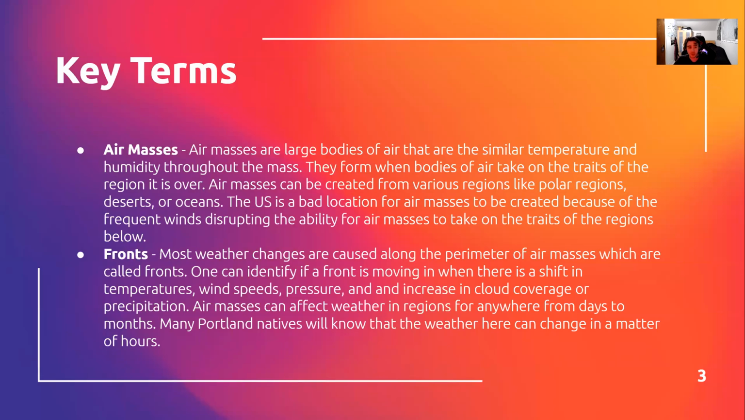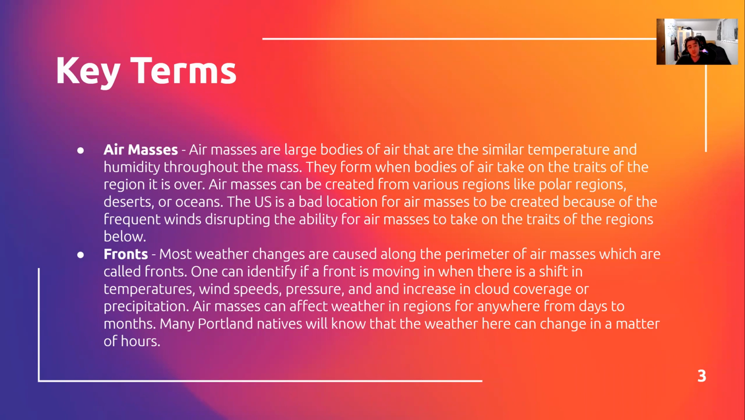Some terms that are important to know: air masses. Air masses are large bodies of air that are the similar temperature and humidity throughout the air mass. They form when bodies of air take on the traits of the region they are over. Air masses can be created from various regions like polar regions, deserts, or oceans. The US is a bad location for air masses to be created because of the frequent winds disrupting the ability for air masses to take on the traits of the regions below them.